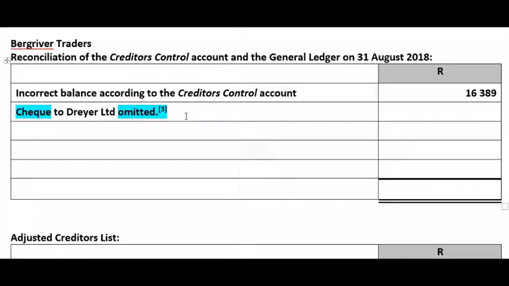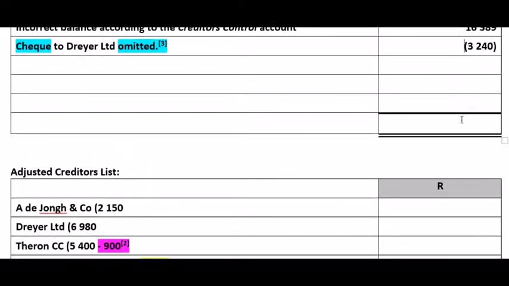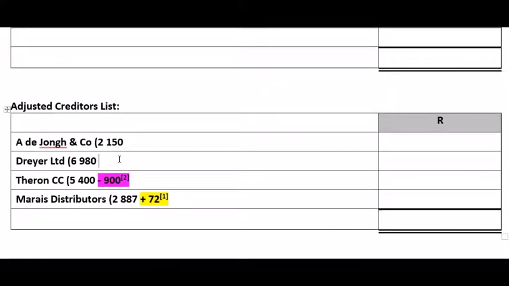Because this check was omitted, we need to decrease the total value that we owe our creditors because we actually made a payment. So we owe our creditors 3,240 Rand less. And because we are subtracting, we put it in brackets. Please do not make a little minus there. That will not be accepted. Okay, so put it in brackets because we are debiting creditors control. This 3,240 Rand must also be subtracted from Dreyer Limited's account in the creditors list.